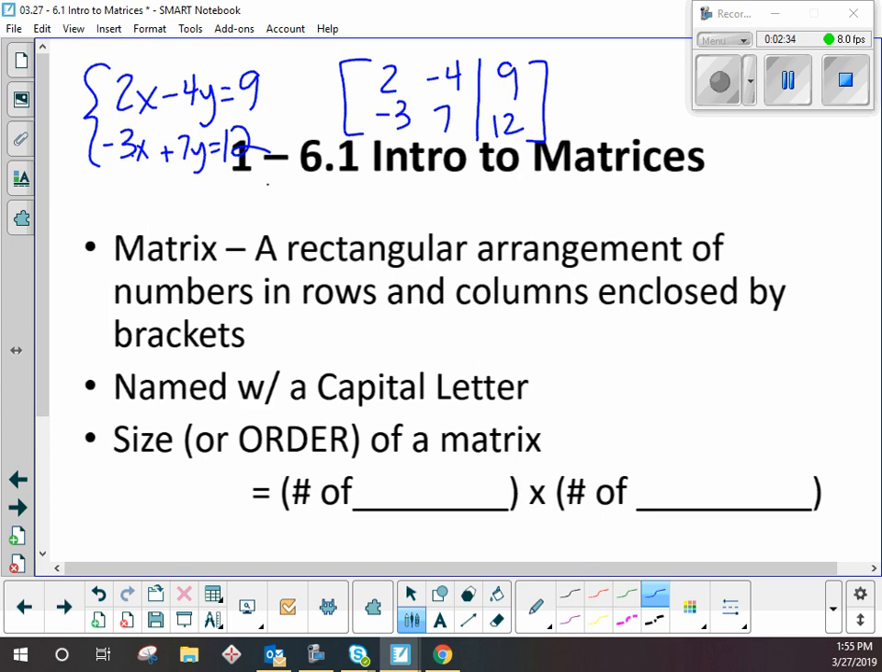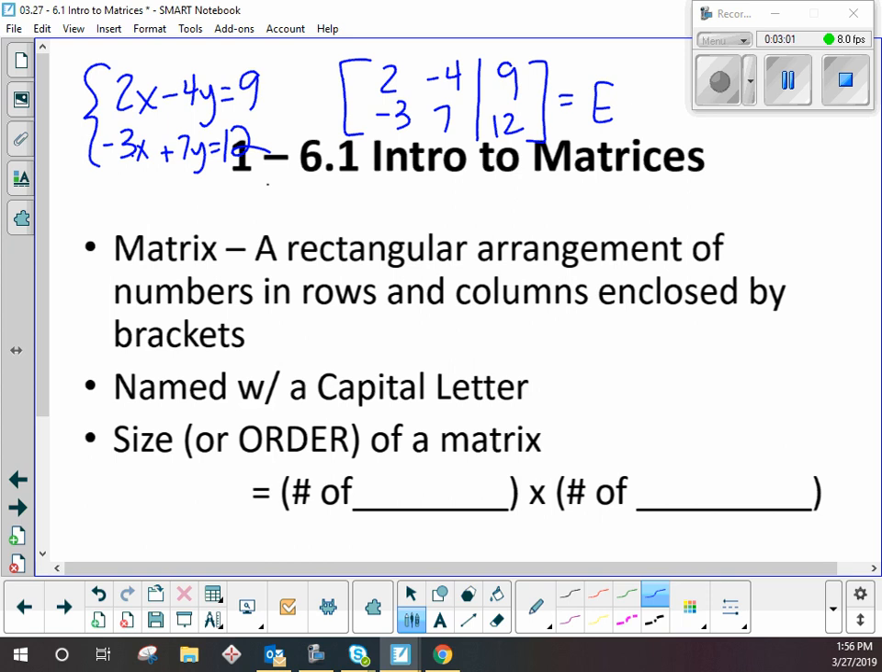Do you see how that's a rectangular arrangement of numbers, right? In rows and columns. Rows go this way, left to right. Columns go up and down, enclosed by brackets. Okay, so that's what a matrix looks like. We name matrices with capital letters. So if I wanted to give that one a name, give me a letter. E. Okay, that would be matrix E.